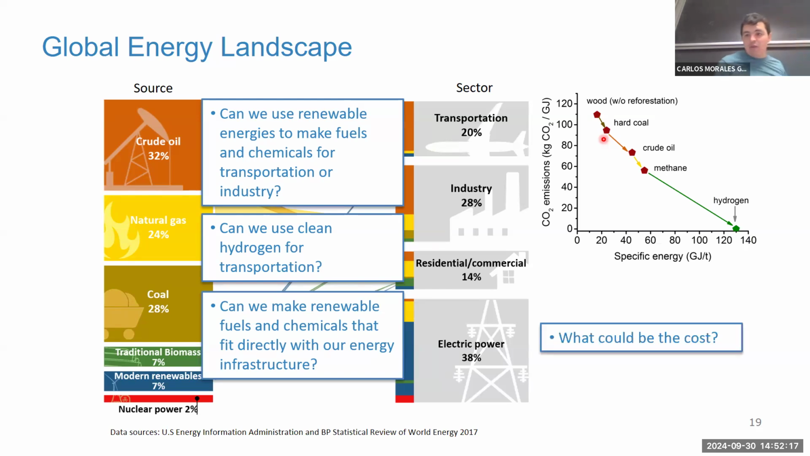The question is related to cost. What will be the cost? When you look at it, what is the cost to generate the electricity? What is the cost to take that electricity and make maybe hydrogen? What will be the cost to react that hydrogen with that CO2 and make jet fuels or gasoline?